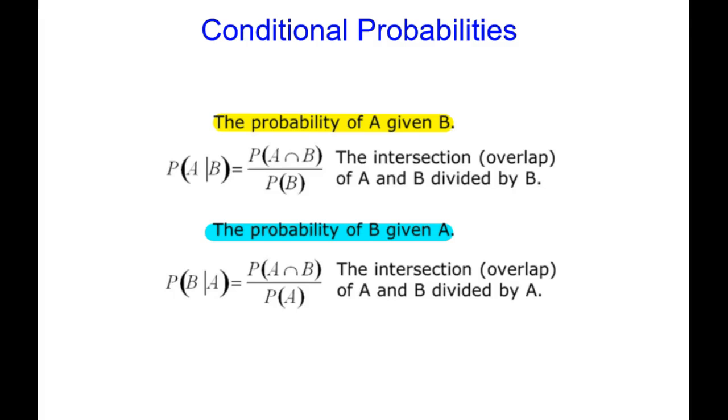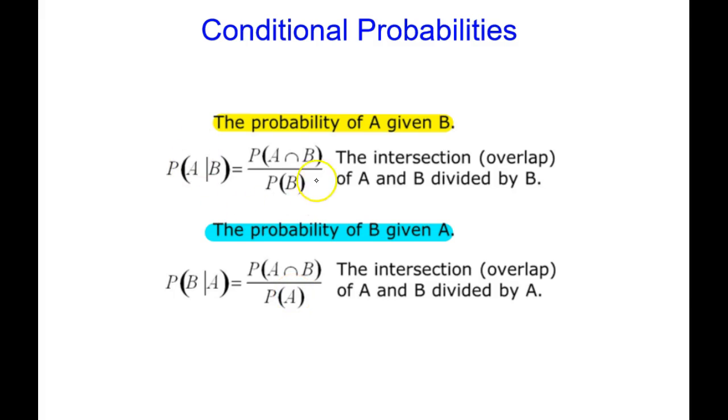The last thing we have to talk about are the formulas for conditional probabilities. So the probability of event A given event B is going to be equal to the probability of the intersection of events A and B divided by the probability of B. If we want to calculate the probability of event B given A, very similar, and the numerator is going to be the probability of the intersection of events A and B. The difference is going to be now we're going to divide by the probability of event A.